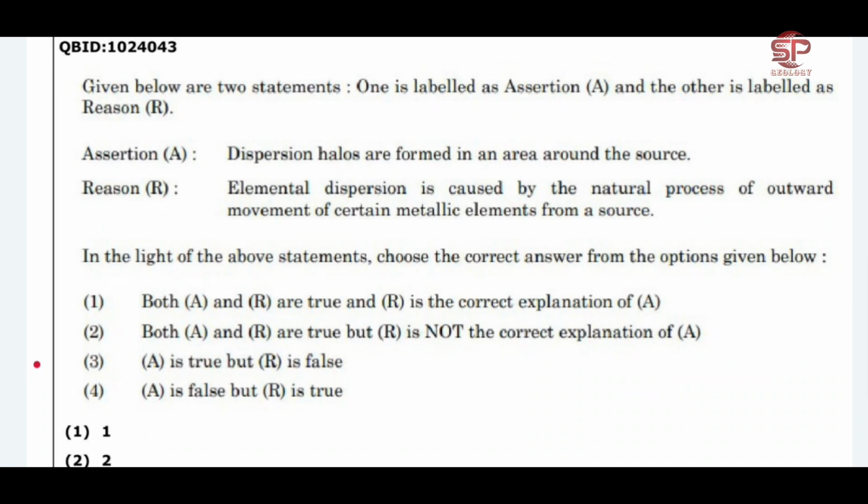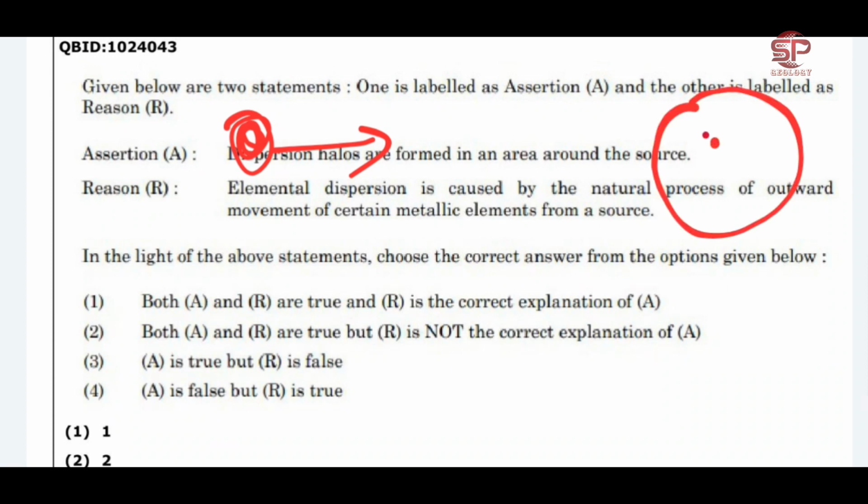Source process creates dispersion halos. Element dispersion is caused by the natural process of outward movement of certain metallic elements from the source. For a particular area, the deposit is the concentrated one, and they increase the economic value of that area for certain metallic elements.